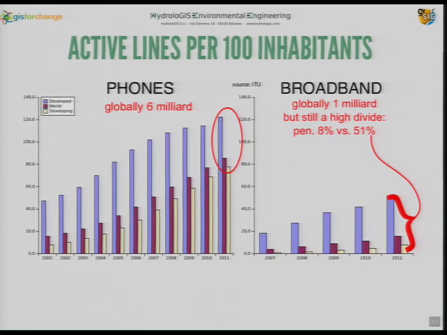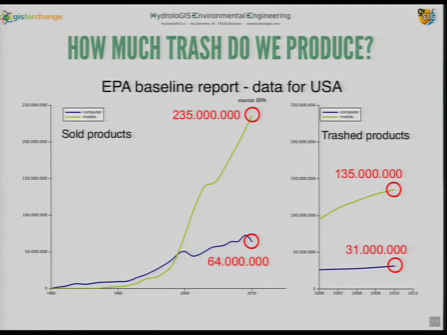I have some statistics about 2011 regarding phones. The digital divide was not that large, because in developed countries we have more than 100 active lines per 100 inhabitants, but in developing countries it was around 80 and something percent, which is not bad. But when it comes to broadband and internet connections, things change, because in that case the digital divide is something between 8% and 51%, which is quite more. So we still have to work on that.